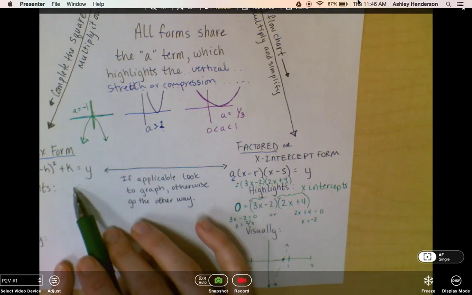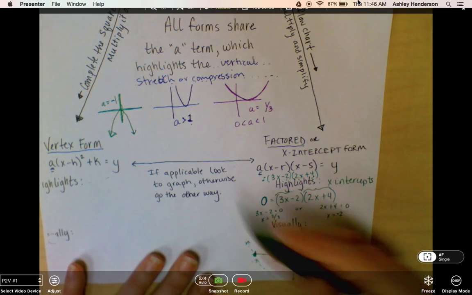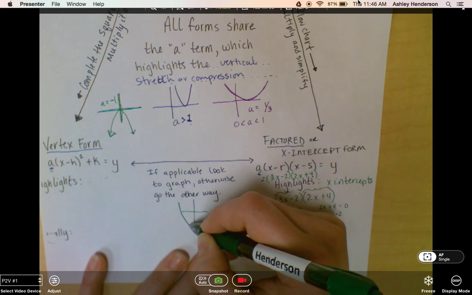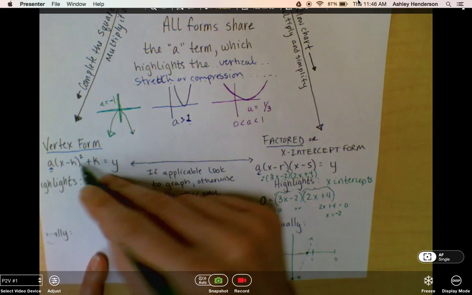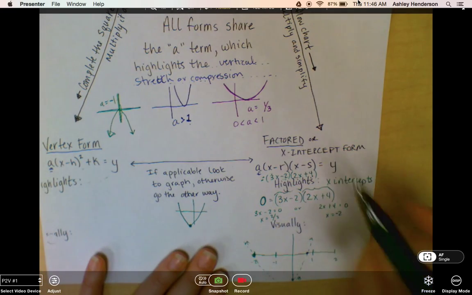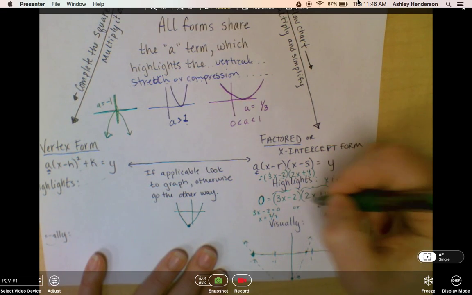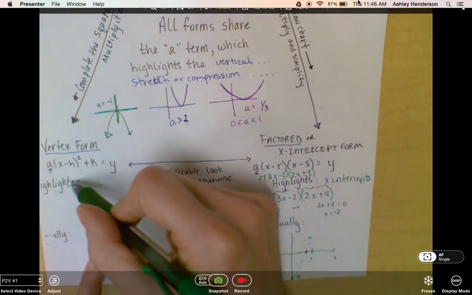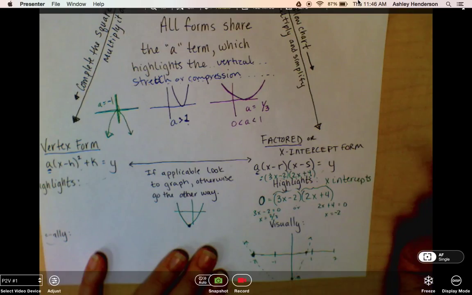Going from factored form to vertex form is not super friendly. If you happen to be looking at a graph and you knew what your vertex was just from looking at your graph, you could plug it right into the equation. But if you don't have the graph and you only have factored form, it doesn't always make sense to jump from this to here. We would go back, multiply out, and then go to vertex form.